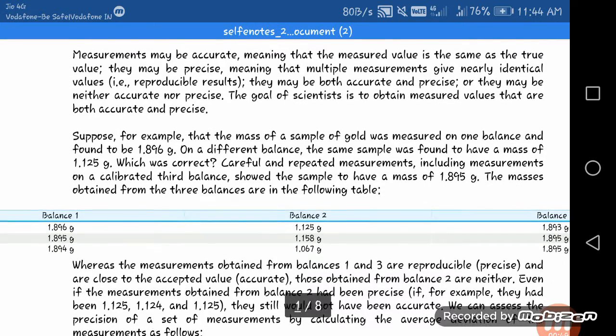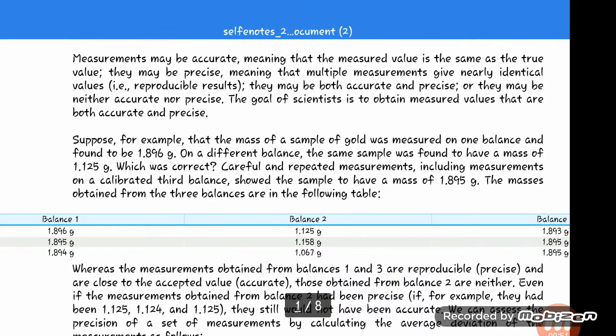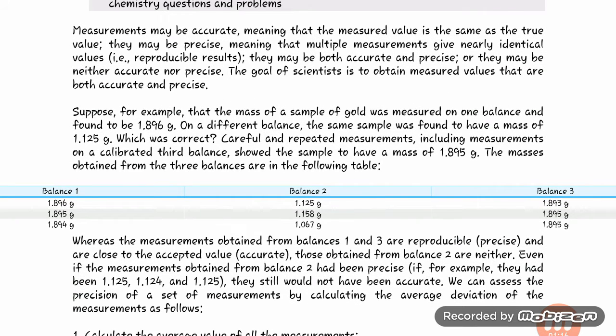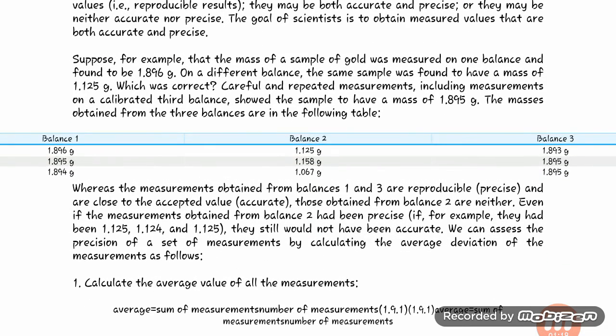A measurement may be accurate, meaning that the measured value is the same as the true value. They may be precise, meaning that multiple measurements give nearly identical values, or as we can say, reproducible values. They may be both accurate and precise, or neither accurate nor precise. The goal of scientists is to obtain measured values that are both accurate and precise.